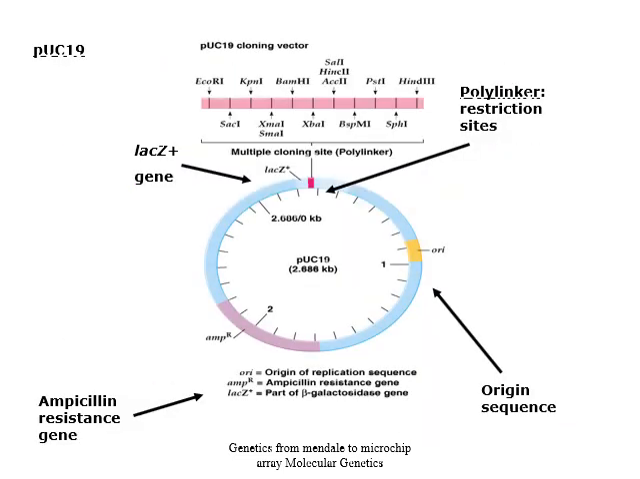Here is pUC19: the polylinker with restriction enzyme sites, the origin of replication sequence, the ampicillin resistance gene, and the multiple cloning site. The lacZ region is part of the beta-galactosidase gene.